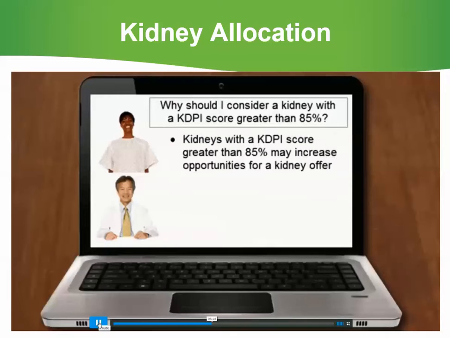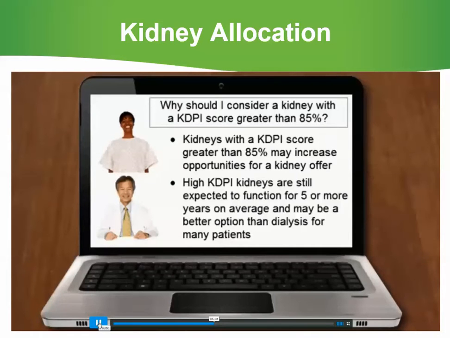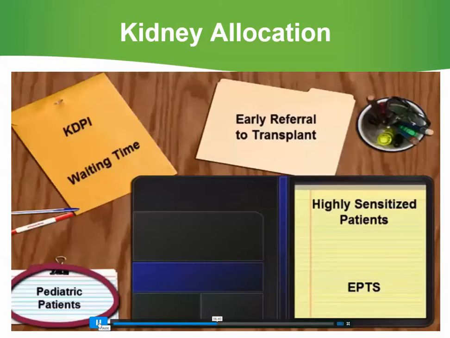If you agree to accept a kidney with a KDPI score greater than 85%, it may increase your opportunities to receive a kidney offer. Since kidneys with a KDPI score greater than 85% have a shorter estimated function time, the transplant team will discuss with you whether or not these kidneys are acceptable based on your individual circumstance. Let's take a look at the importance of pediatric patients.